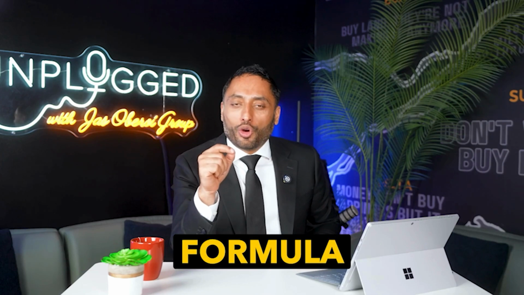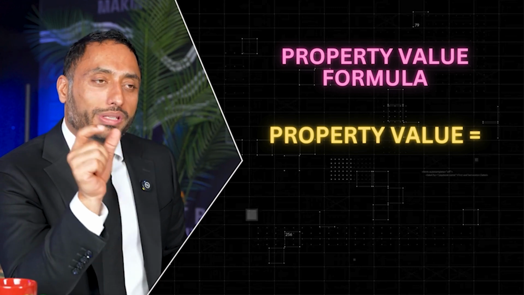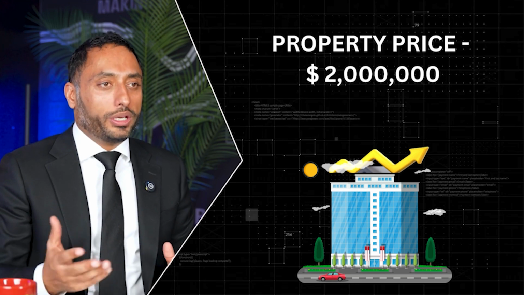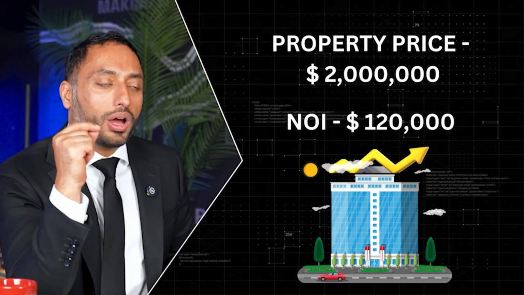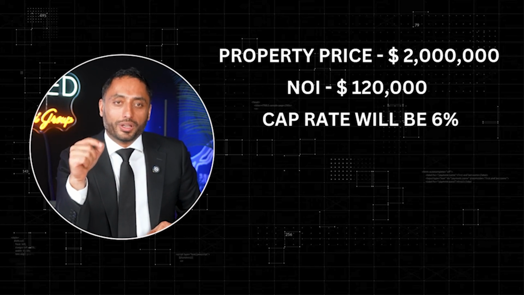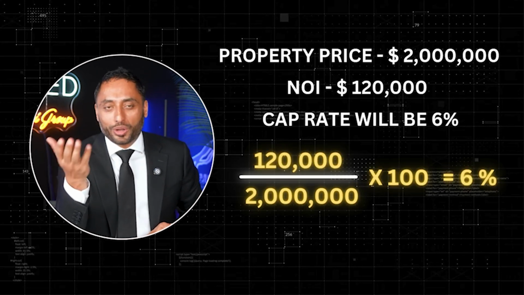So let's start with the formula we use to determine any property value in commercial real estate. The formula is: property value is equal to NOI divided by cap rate. Now let's take an example for a property worth $2 million that has an NOI of $120,000. So the cap rate on this one is going to be 6%. 120 divided by 2 million times 100 comes to 6%. That's how I come to 6% cap.